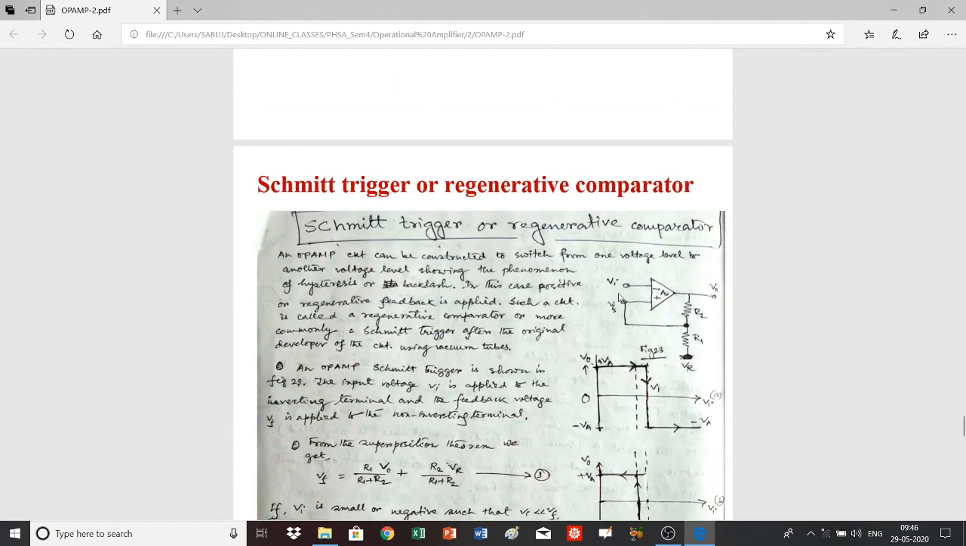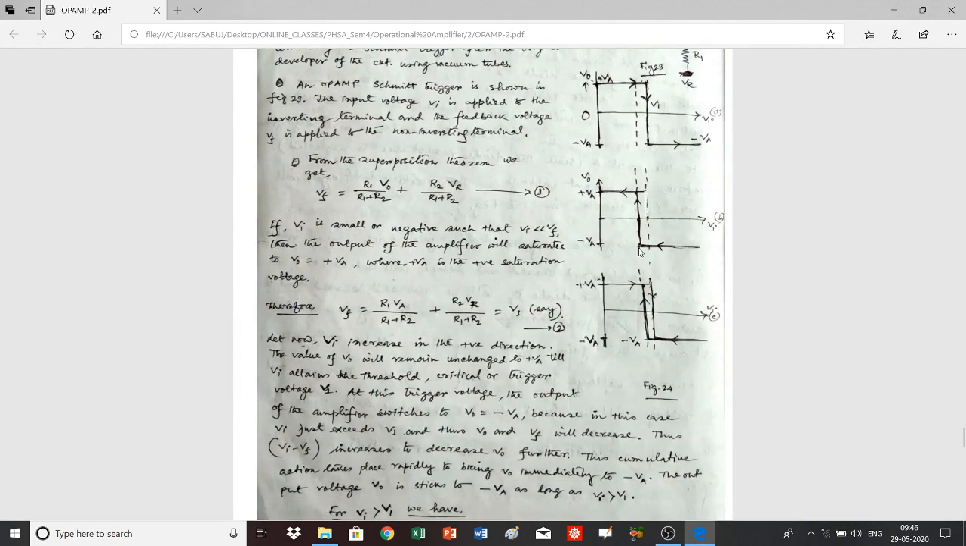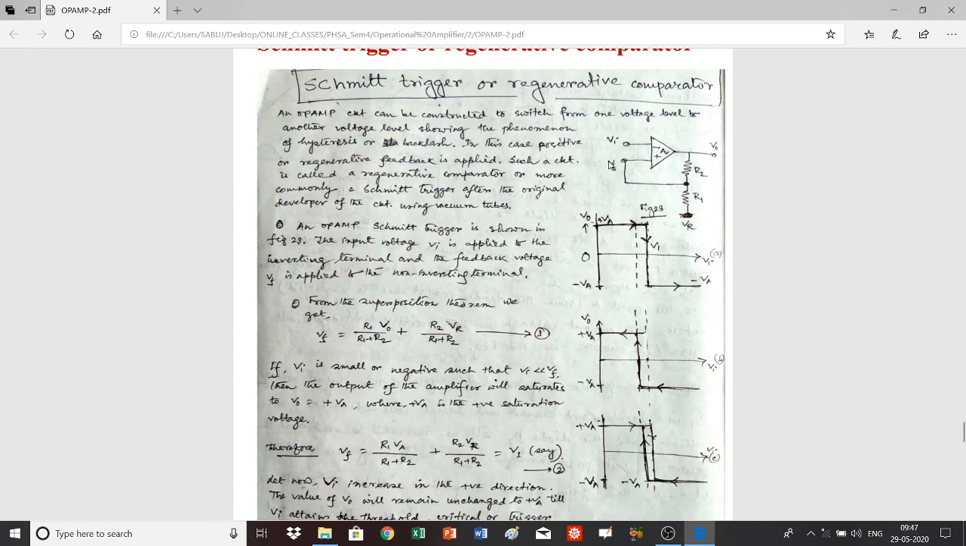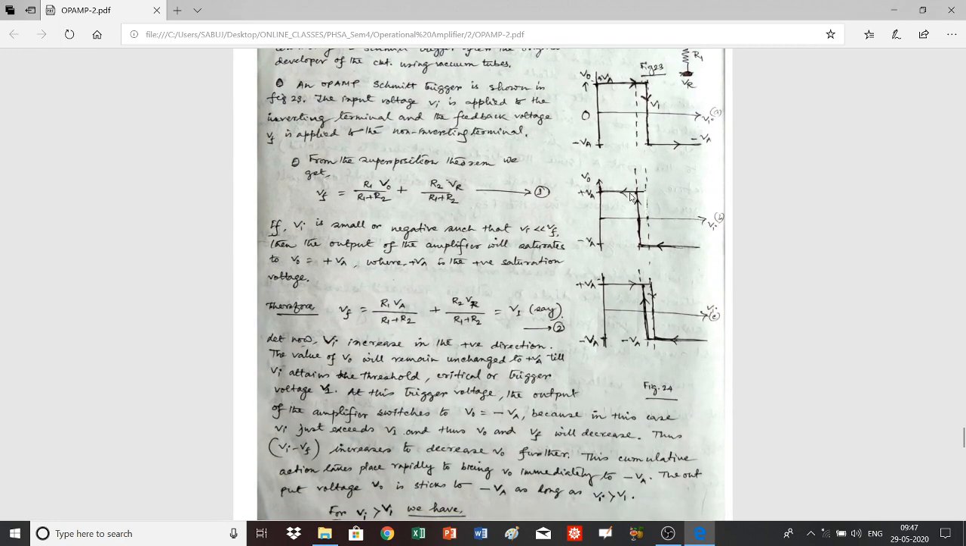Then this voltage will dominate, and the output voltage will saturate, that is, the output will be triggered to the positive saturation value. And if you further decrease Vi, then also Vf will dominate, and the output will retain the positive saturation value plus Va. So this is the case when Vi was decreased, and if you plot these two voltage profiles on the same graph, then it will be as shown in this figure.